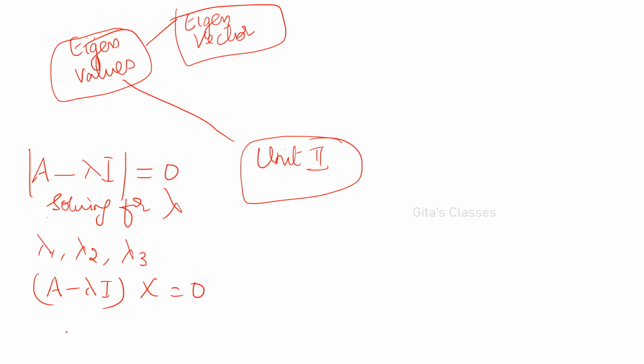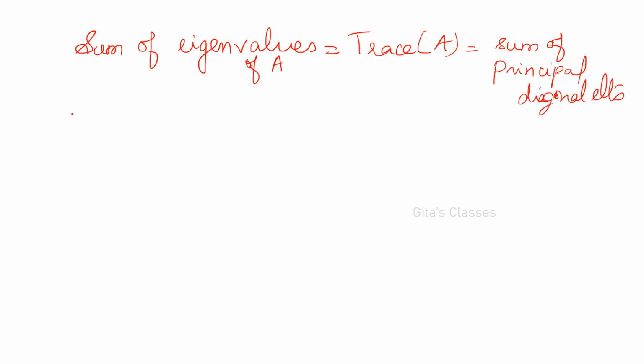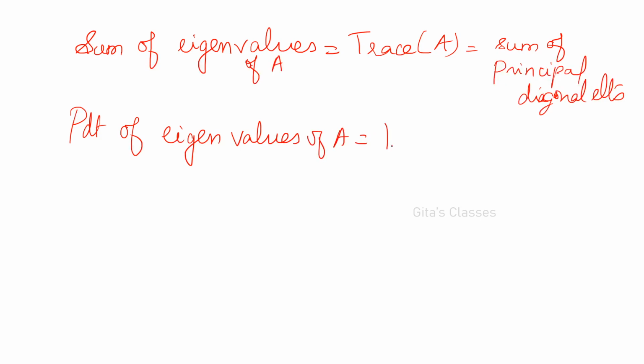Okay, and we have some properties of eigenvalues. Sum of eigenvalues is equal to the trace of the matrix. Sum of eigenvalues of the matrix A is trace of A. What do you mean by trace of A? Sum of principal diagonal elements. Okay. Now, similarly, product of eigenvalues. Product of eigenvalues of the matrix A is determinant of A.